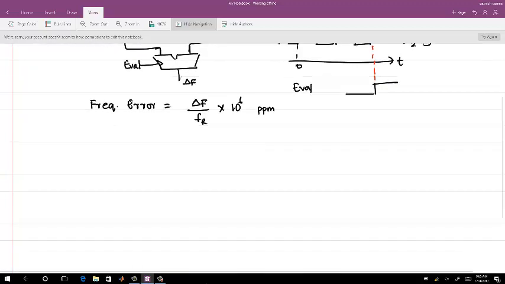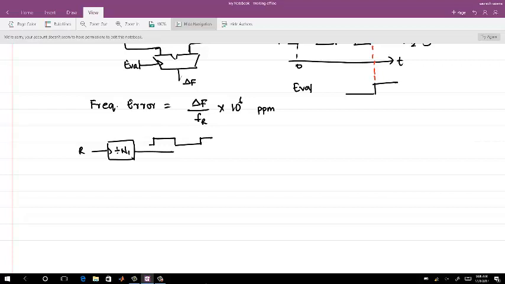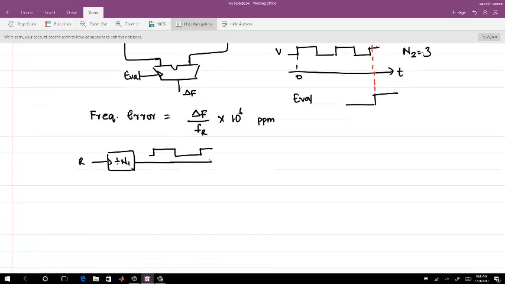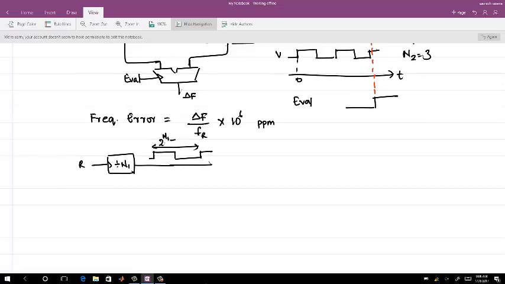So another way to implement it: let's say I have my R signal and it is divided by N1. I'm trying to generate the reference right now with R, like what should be my counting period. So this one is 2 power N1 times TR.